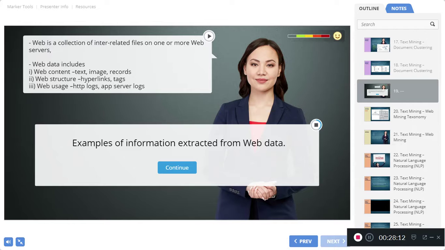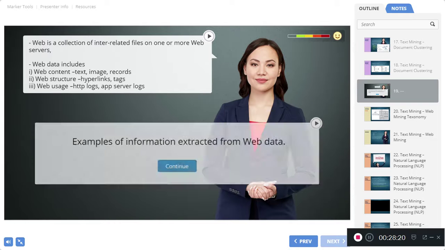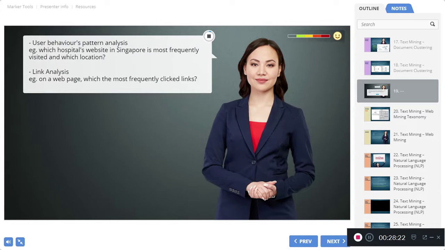Examples of information extracted from web data. User behavior pattern analysis, for example, which hospital's website in Singapore is most frequently visited and from which location. Link analysis, for example, on a web page, which are the most frequently clicked links.